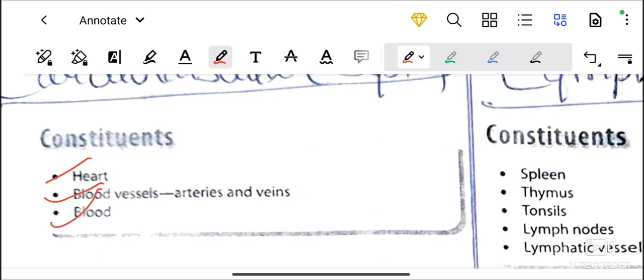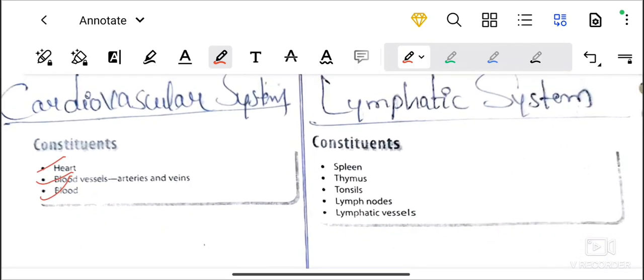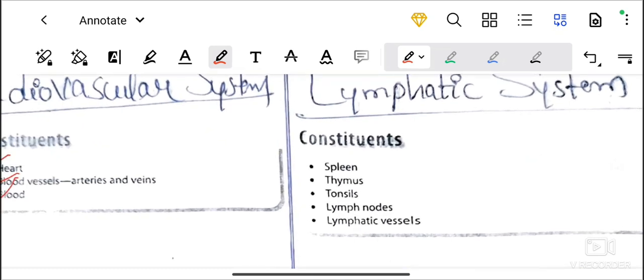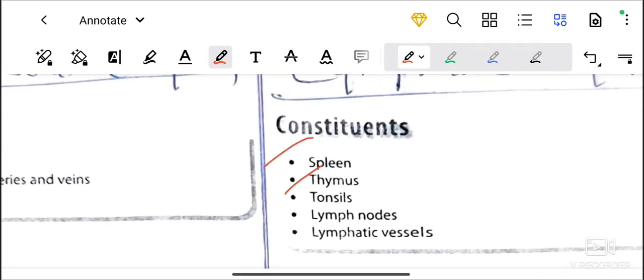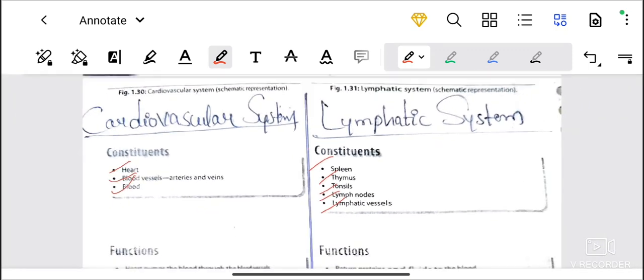In the blood, we will discuss blood composition: what the components of blood are, how much plasma is present, and what cells are present in the blood. And the next is the lymphatic system. In the lymphatic system, we will see the spleen, thymus, tonsils, lymph nodes, and lymphatic vessels.